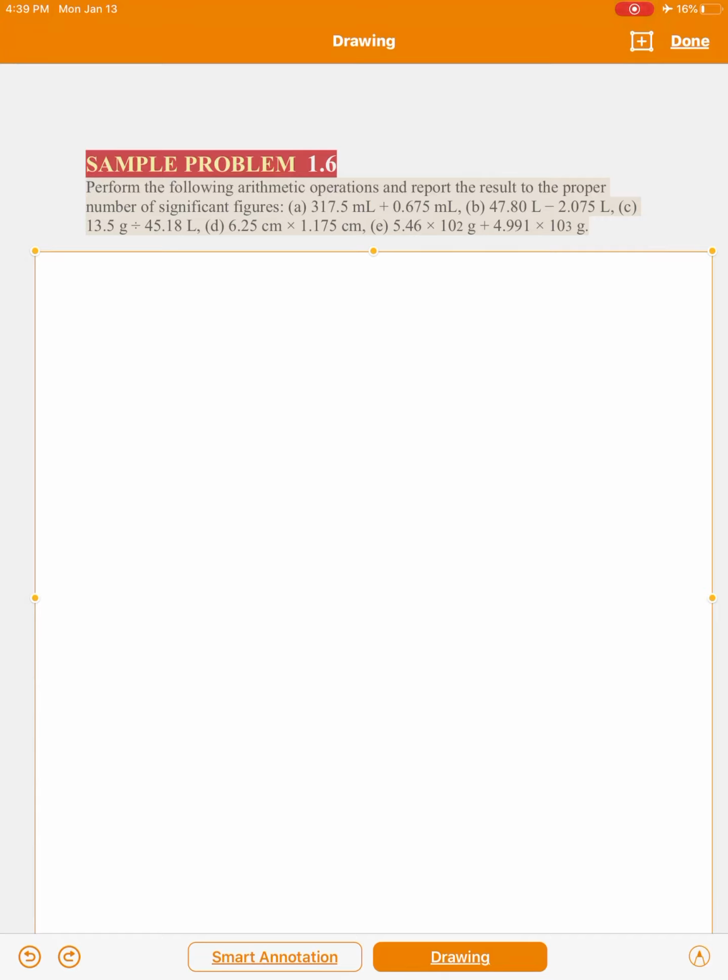317.5 milliliters, ml is milliliters, that's a volume measurement. And we're going to add to that 0.675 milliliters, another volume measurement. So with this particular type of problem, when you're adding or subtracting, what you do is you line up the digits. So notice I'm putting the decimal points right on top of each other, and then writing the digits that come after that. This is plus. So then you add them up.